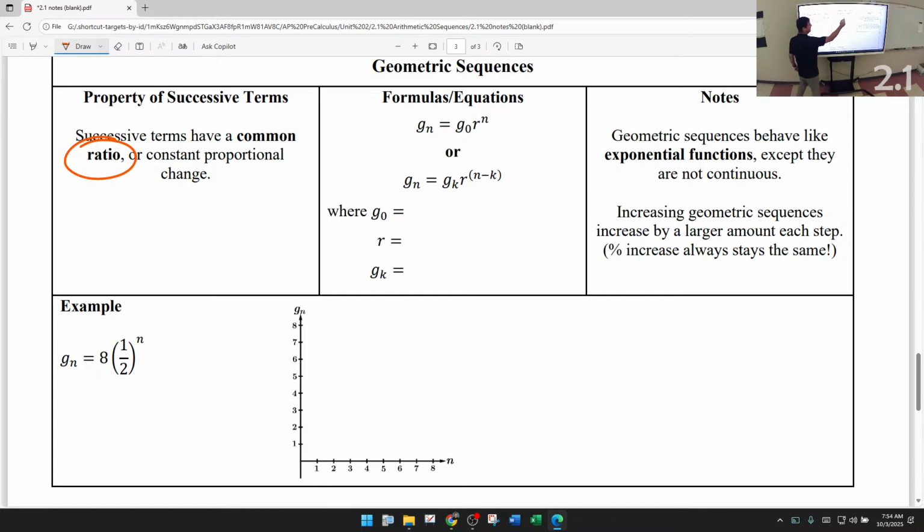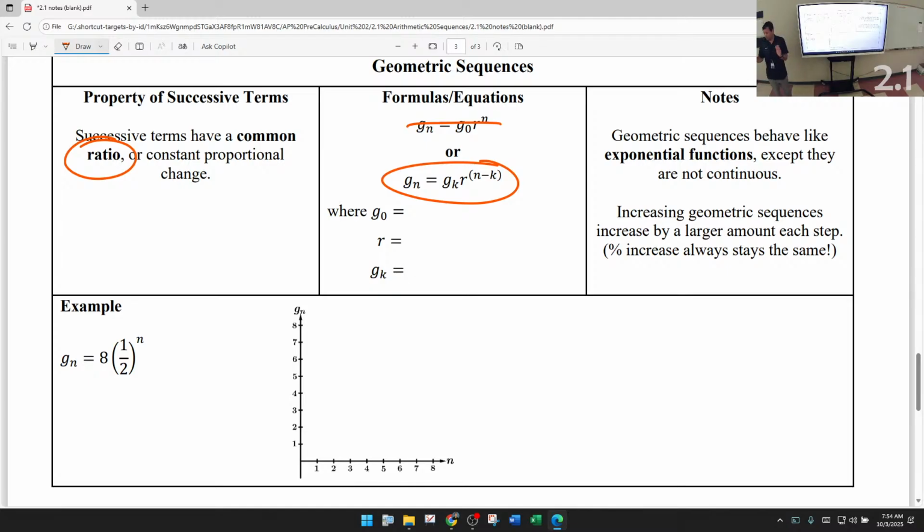Here's the formula. Again, I don't use the top one. I just use the bottom one, and that's for the same reason. You have to have G sub 0 for the top one. And if you don't have G sub 0, then you have to use the bottom one. And if you have G sub 0, the bottom one works. So I would just use the bottom one.